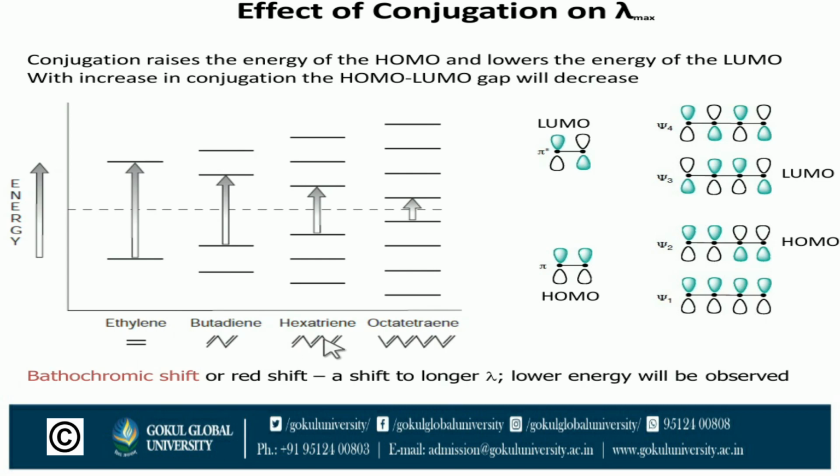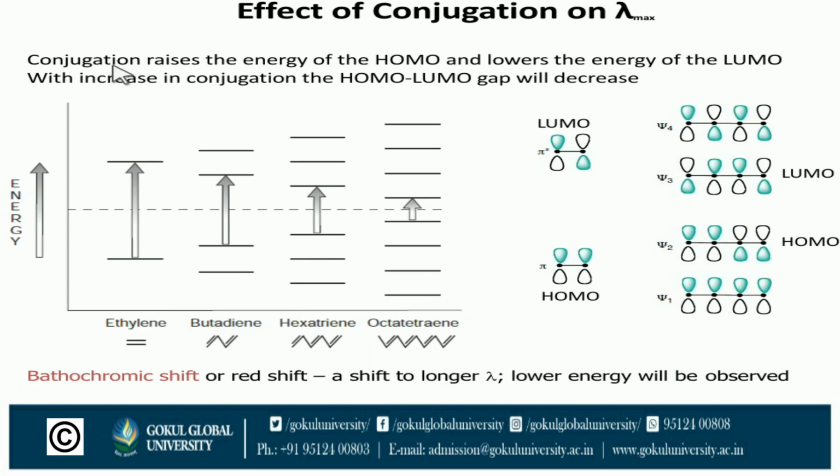Next, hexatriene has 3 double bonds in comparison to butadiene, and the gap between the HOMO and LUMO is also decreased. Lastly, octatetraene has 4 double bonds, more in comparison to hexatriene, and the gap between the HOMO and LUMO is greatly decreased in comparison to the other diene systems.